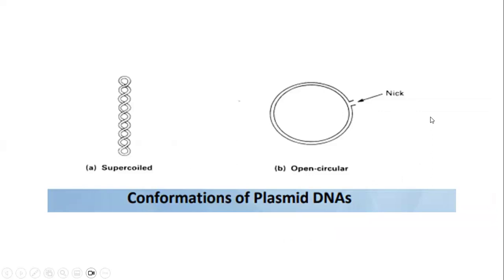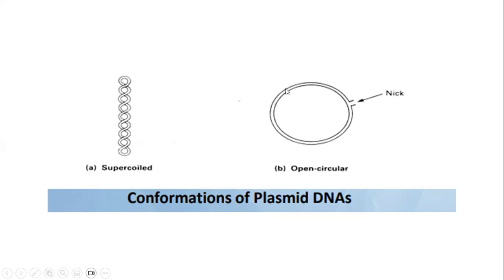Then the next slide talks about the different conformations of plasmids. So when we do a plasmid prep reaction, it is important that we isolate the supercoiled form of DNA. The supercoiled form of DNA doesn't have any nicks present in both the strands of the DNA. While there are other forms of DNA, such as you can see the open circle form of DNA, where we have a nick present in one of the strands.